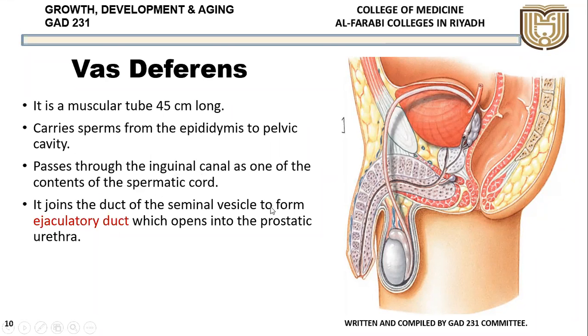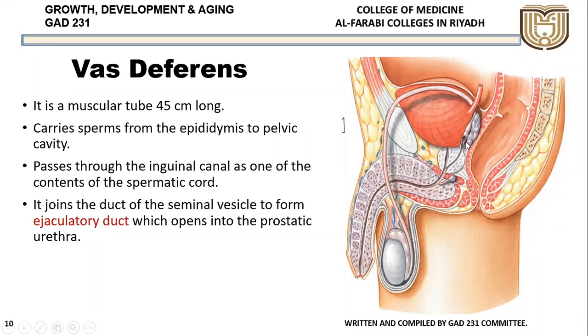It joins the duct of the seminal vesicle. If you see here, once it comes here, it goes behind the urinary bladder, and this is the ureter. From here, it joins with the duct of the seminal vesicle. So the vas deferens and the duct of the seminal vesicle join to form the ejaculatory duct. So now it is one duct called the ejaculatory duct.